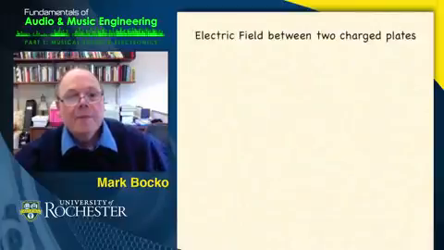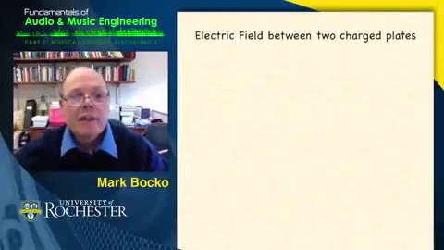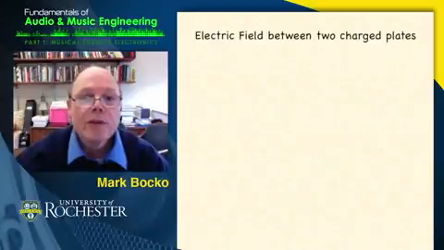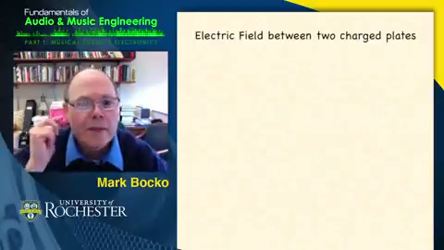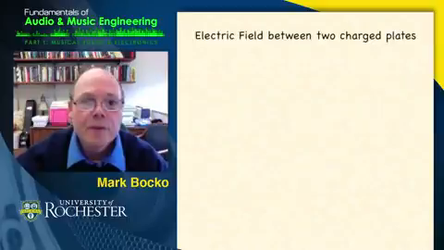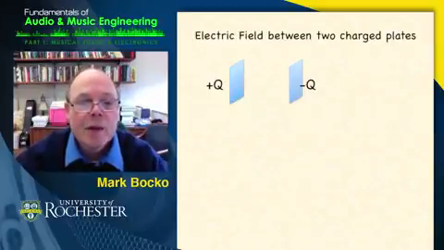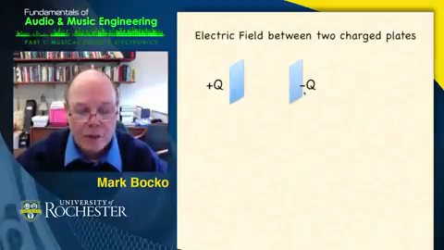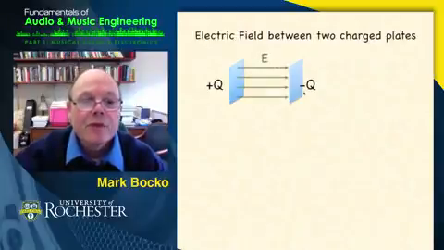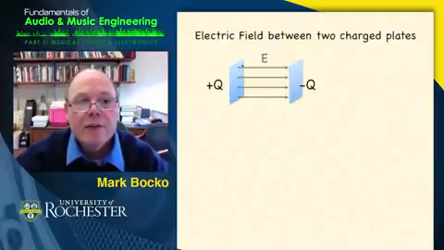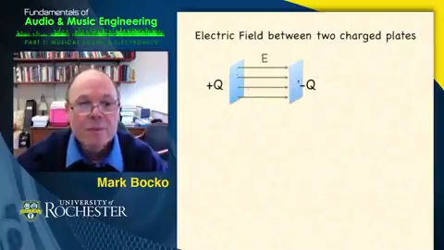Okay, so now instead of just looking at point charges, let's look at the electric field between two charged plates. Where we're going with this is we want to introduce the idea of voltage and potential difference. Now, let's say I have two metal plates, and I put a plus charge on one plate, plus Q, and a negative charge on the other plate. There's going to be an electric field that goes from the positive charge to the negative charge, and if the plates are very large, then the field inside the plates is uniform and pointing plus to minus.